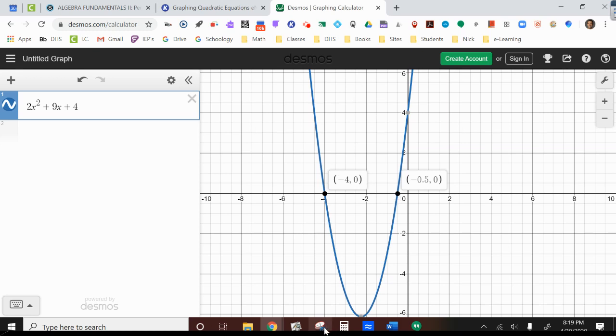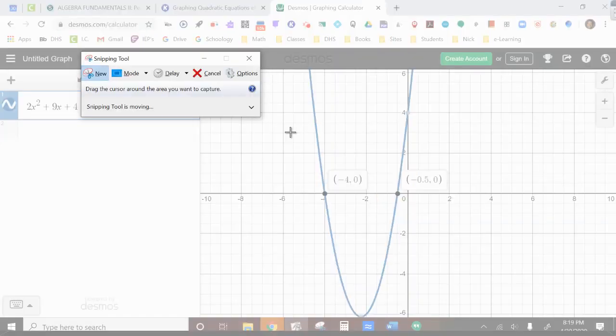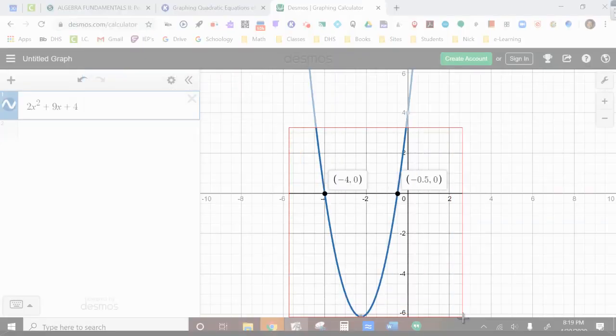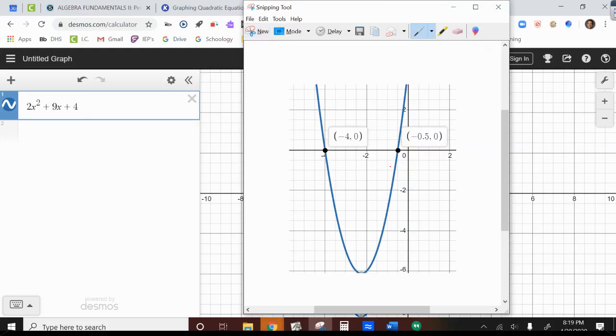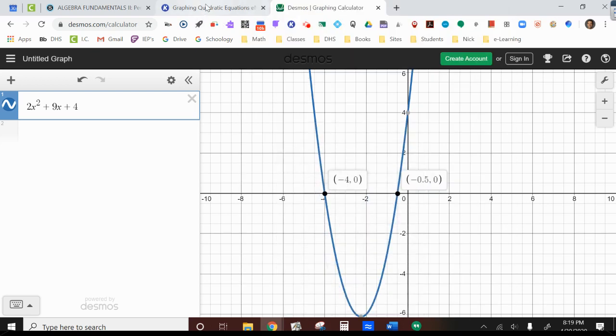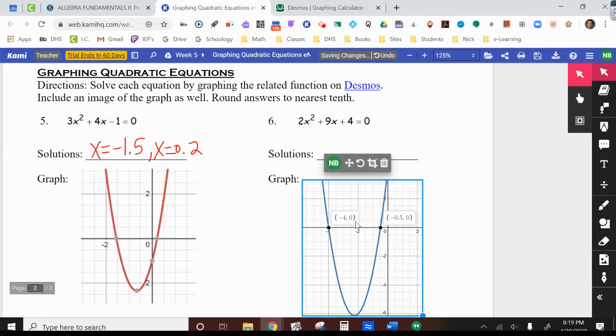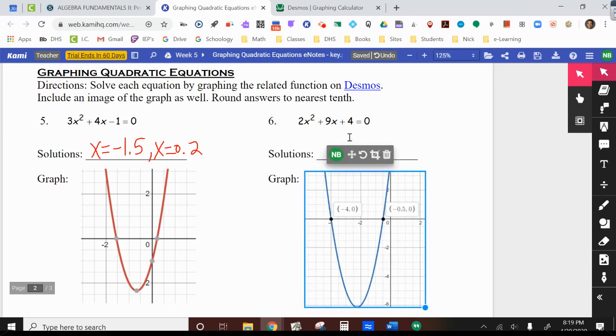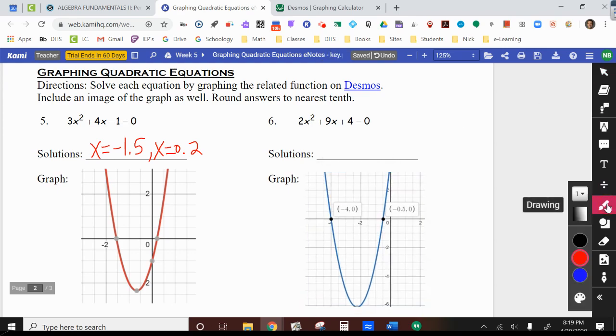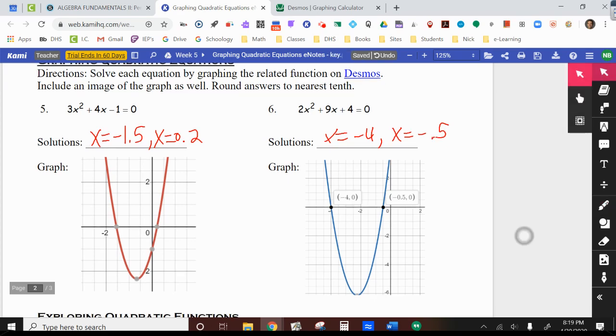And look at that. Wow, I can even capture the points on there. I didn't even know I could do that. You learn something new every day here. Look at that. That'd be pretty impressive if you guys can get those points as well. So I can go ahead and copy and paste it right there, and I have my solutions right there for me. So x is equal to negative 4, and x is equal to negative 0.5. Awesome. A couple more here.